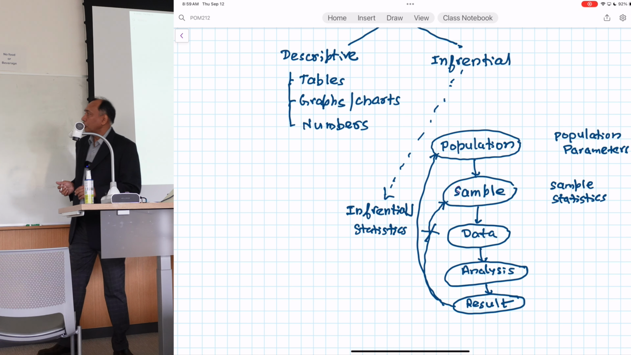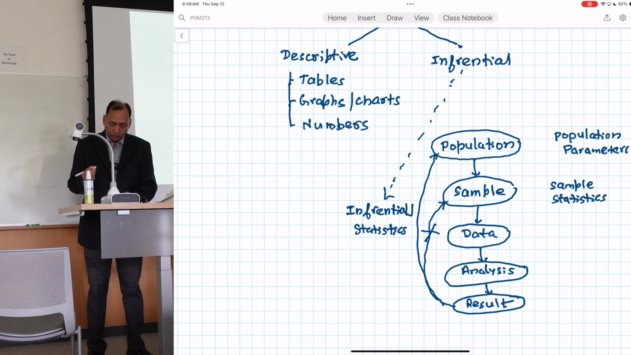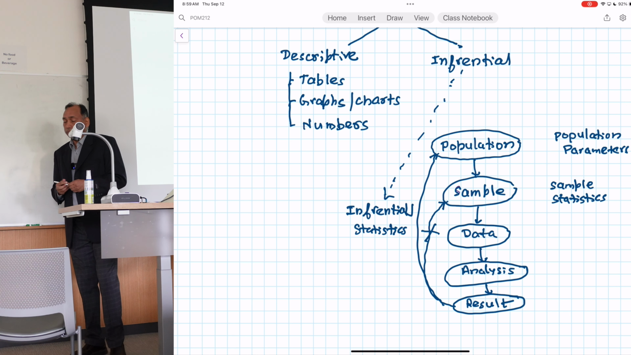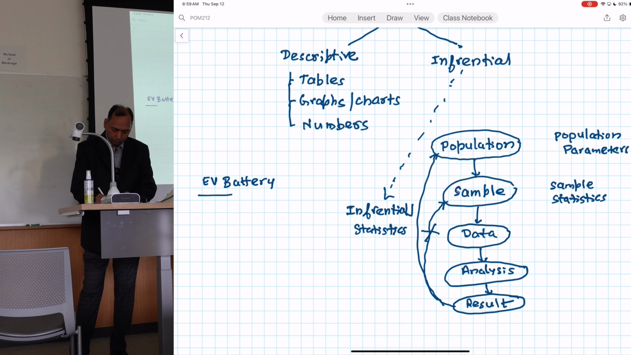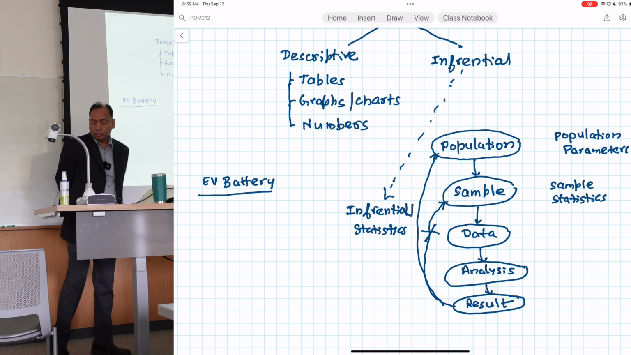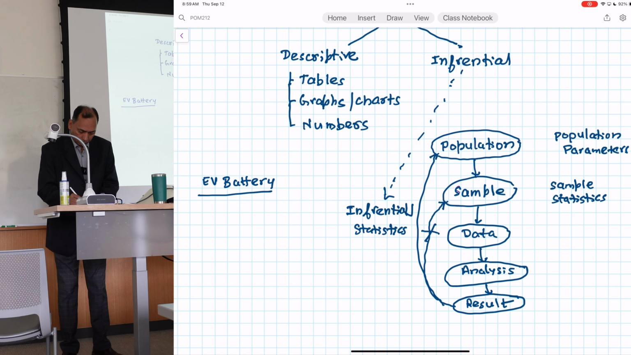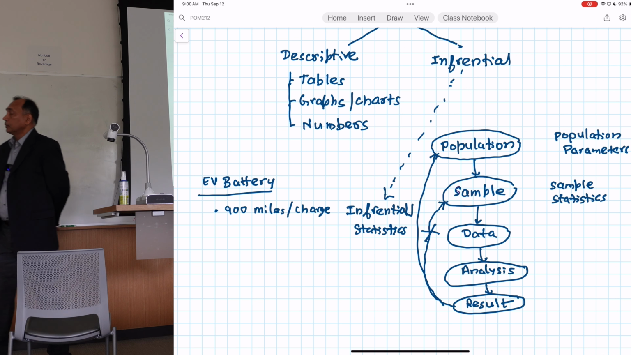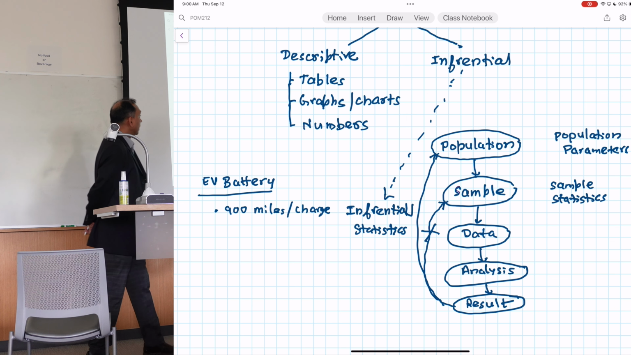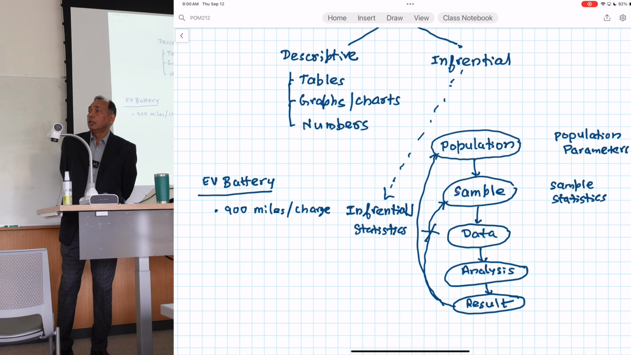Now let me ask you a question. Suppose there is an EV maker, a company that makes electric vehicles, and they are always doing some kind of R&D. So they create a battery that can give up to 900 miles. Once you charge that vehicle to 100%, it can drive for 900 miles. Obviously, that is a breakthrough kind of situation in their R&D.